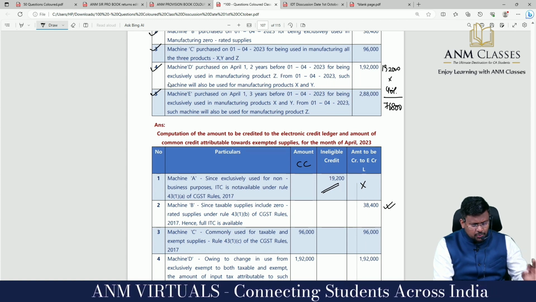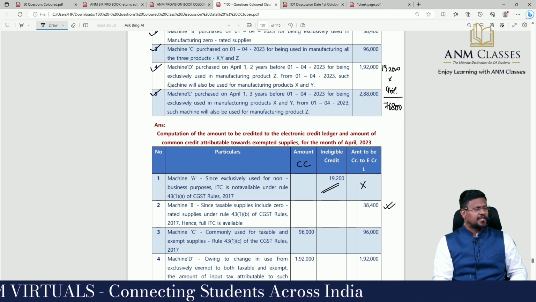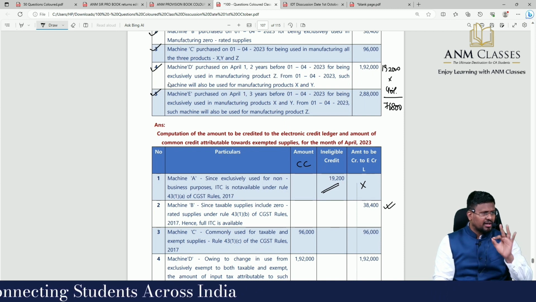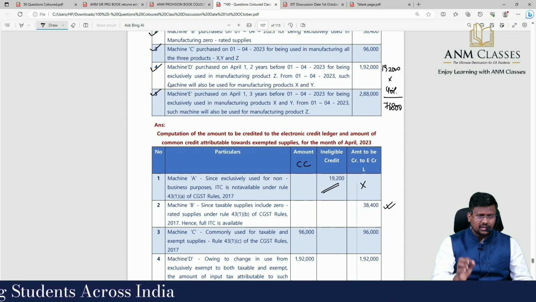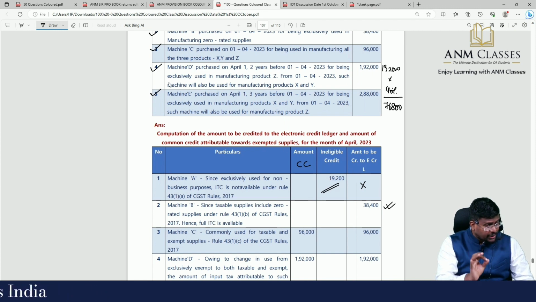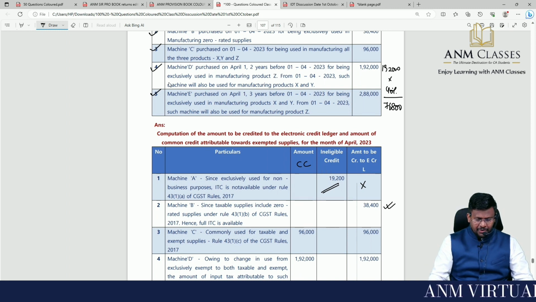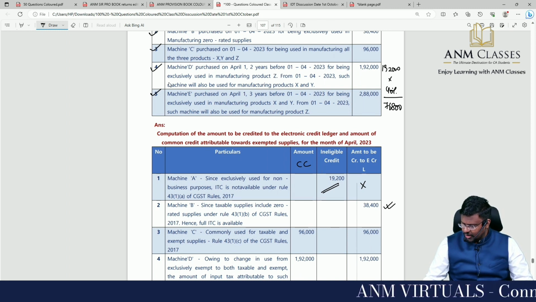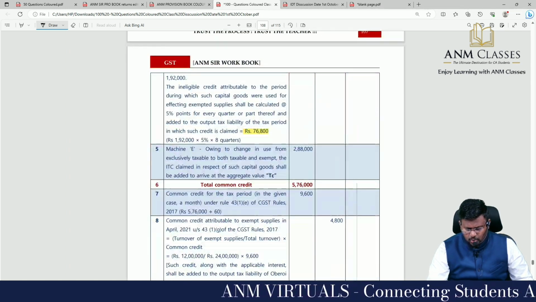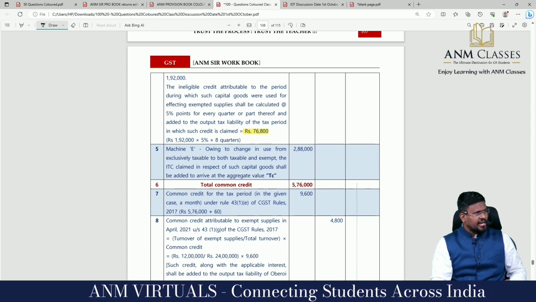Whereas from 1/4/2023, such machine will also be used for manufacturing NZ product set. Correct? Then for 3 years I have no problem of any kind. 3 years means 20% per year. That means 60% of my ITC is eligible ITC. Correct? Then 2,88,000 into 60% comes to 1,72,800 is eligible ITC.